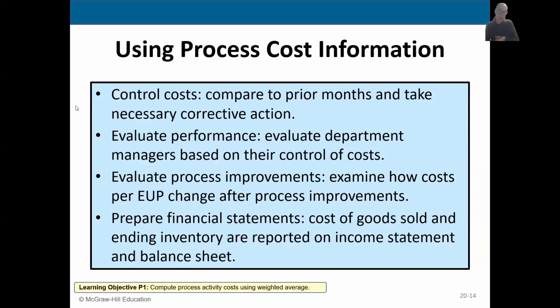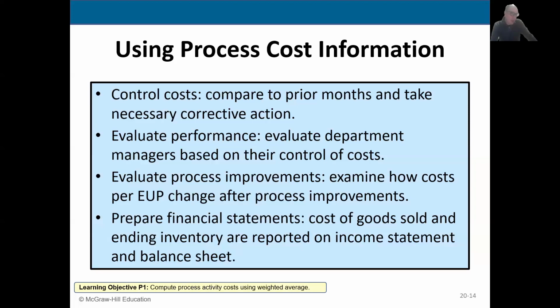So, what kind of information do we get by using process cost? We use this information for a couple of different reasons. One, of course, is to control costs. The department needs to be able to control their costs by comparing it to prior months. If the materials conversion costs have changed a lot, management's going to be wondering what's going on and need to take corrective action. It's important to be able to control your costs.